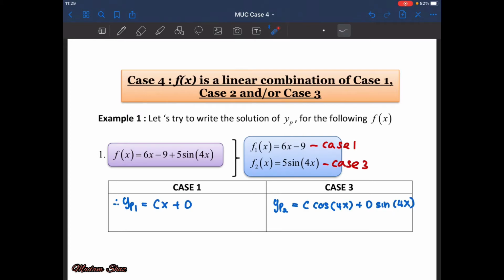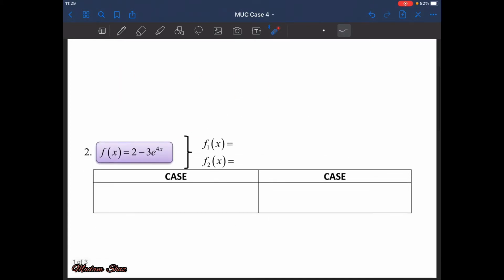So let us refer to the second example. Our f(x) is equal to 2 minus 3 exponent 4x. So you have 2 here for the polynomial function from case 1. You have negative 3 exponent 4x from case 2, whereby you have an exponential function. So f1(x) is equal to 2, and f2(x) is equal to negative 3 exponent 4x.